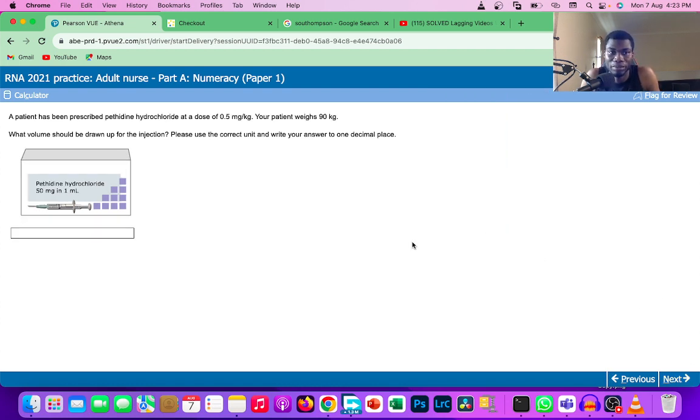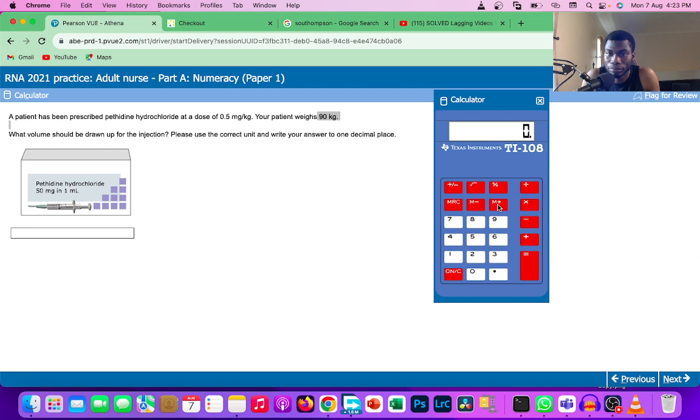We are now going to question number 11. A patient has been prescribed hydrochloride dose of 0.5 milligrams per kilogram. Anytime you see this, be very careful, because they will always give you the weight, and 0.5 per kilogram. So if that is the case and the person weighs 90, you multiply the 0.5 by what? 90 to get the mils, the amount in mils. So 90 multiplied by 0.5, that's going to give us 45.